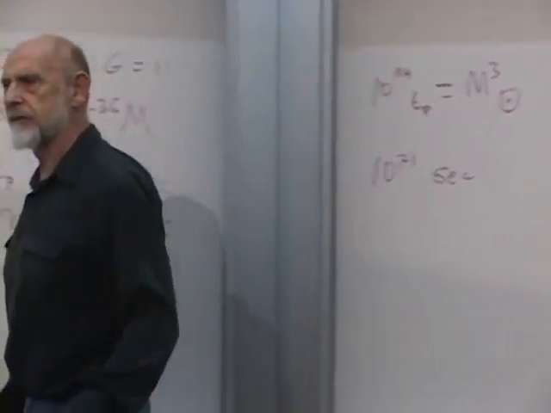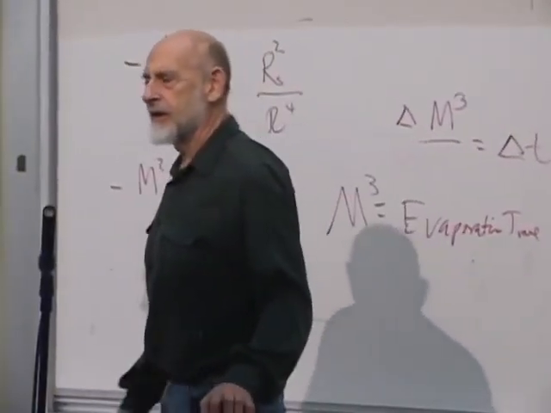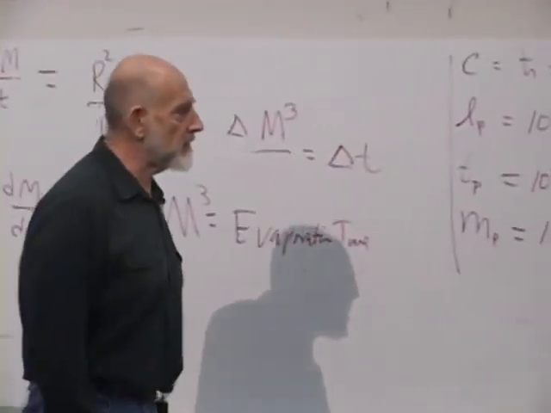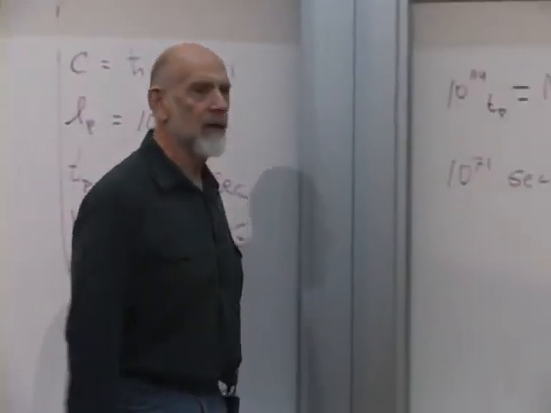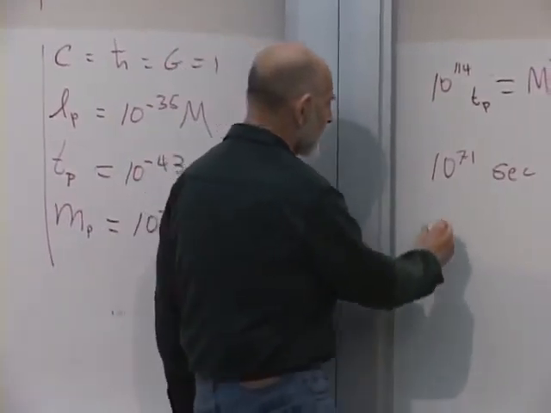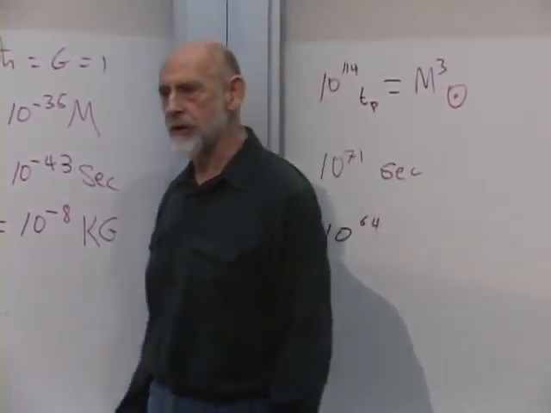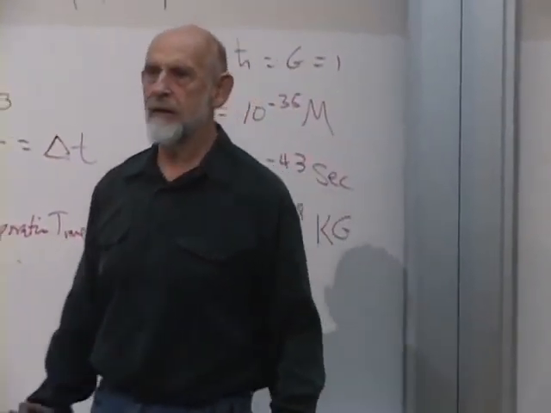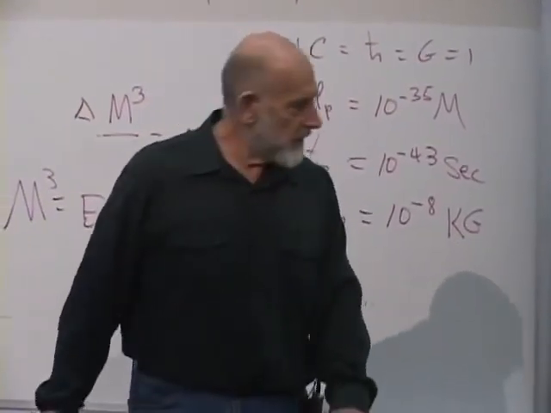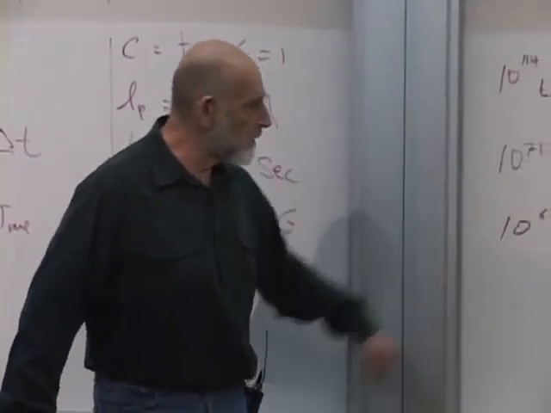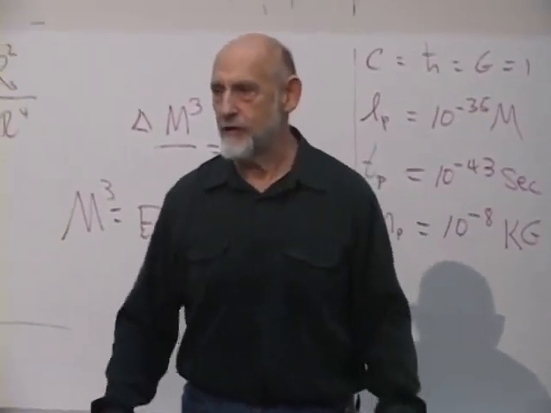How many years is that? One year is 3 times 10 to the 7th seconds. So divide by 10 to the 7th, 10 to the 64 years. What's the present age of the universe? 10 to the 10th years. So this is 10 to the 54th universe ages.